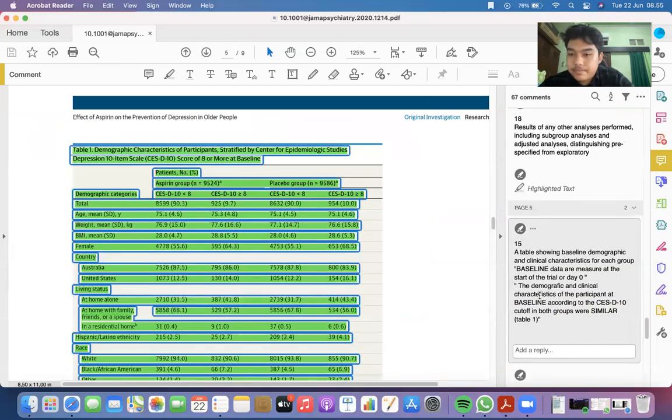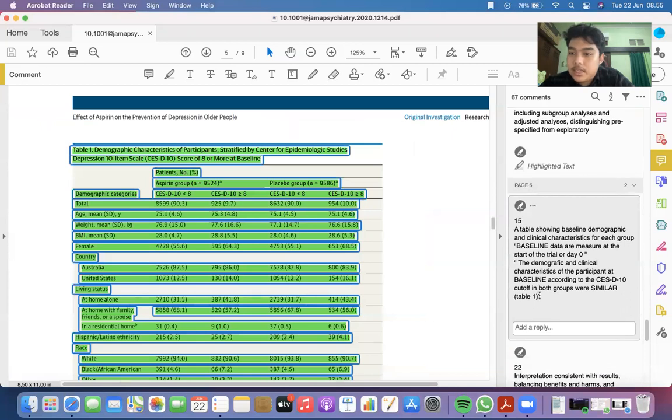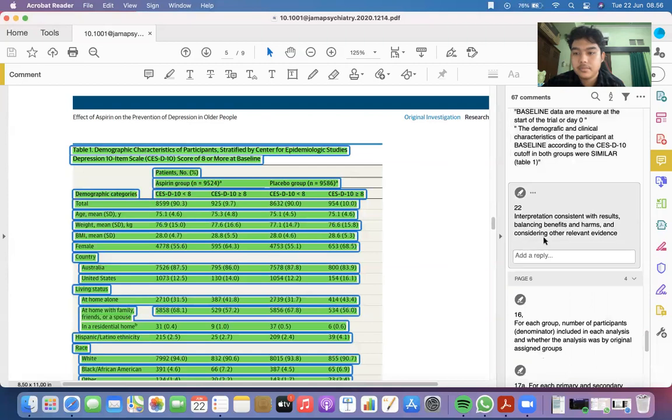Then point 15, a table showing baseline demographic and clinical characteristics for each group. So this is Table 1, which shows demographic characteristics of participants stratified by Center for Epidemiologic Studies Depression 10-item scale, or CES-D-10, score of 8 or more at baseline.